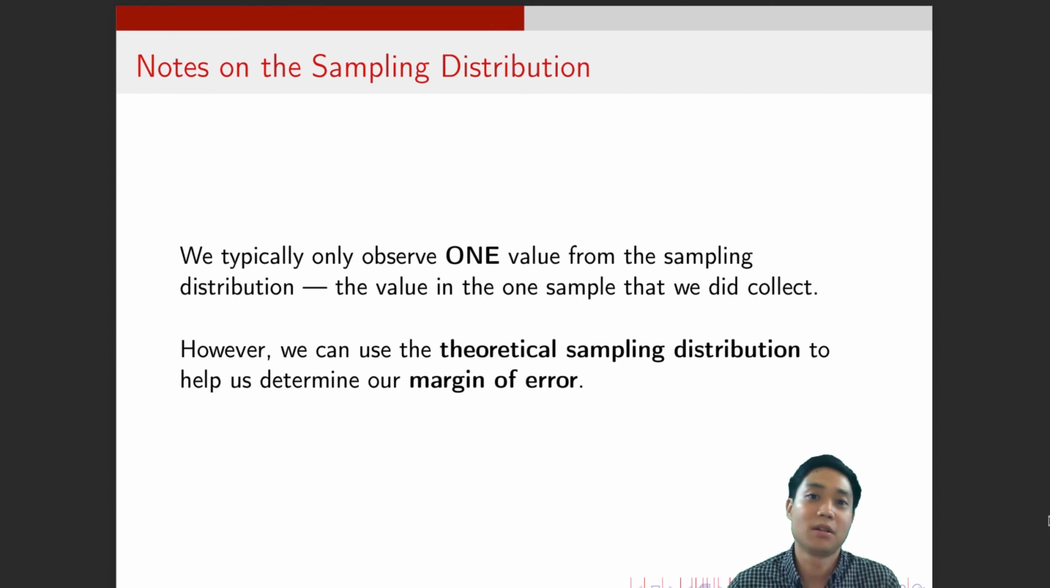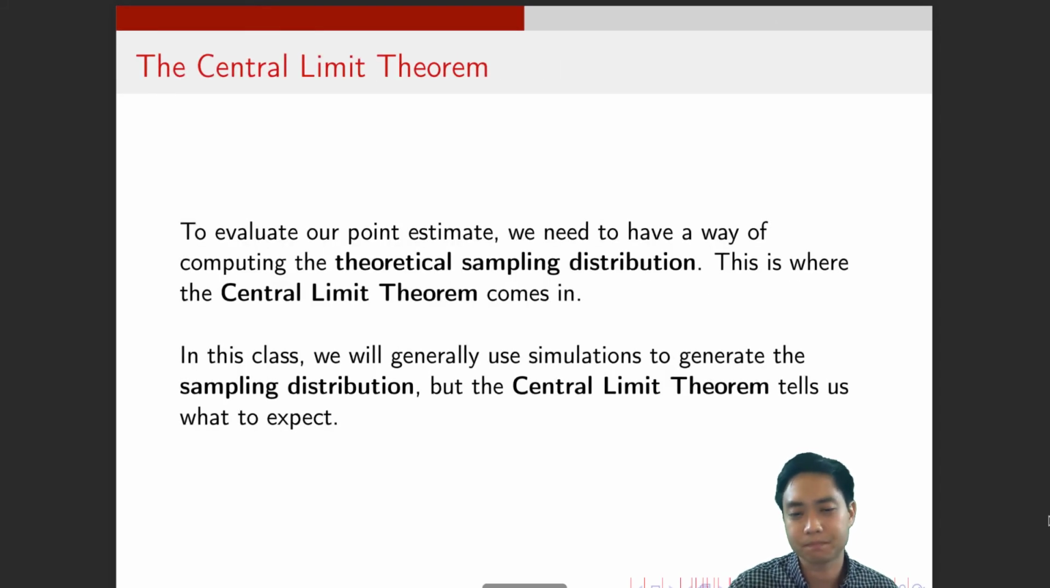We only get one value from that sampling distribution. A lot of times it's a mean or a proportion. In the roulette wheel example, it's a sum. You can also think of the sum as kind of like a mean; you just don't divide by the sample size. And so we only observe that one value. How do we evaluate that within the context of a sampling distribution? Well, we use this theoretical sampling distribution based on simulations that we run based on a certain distribution.